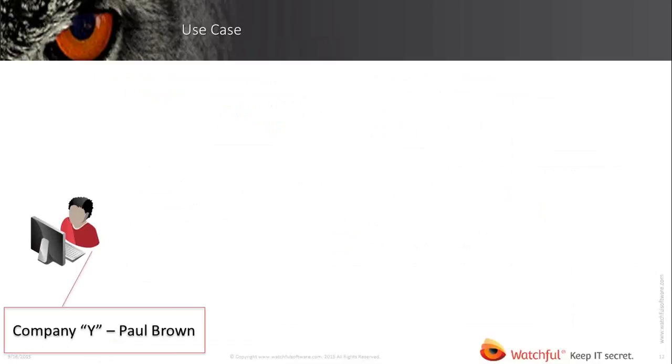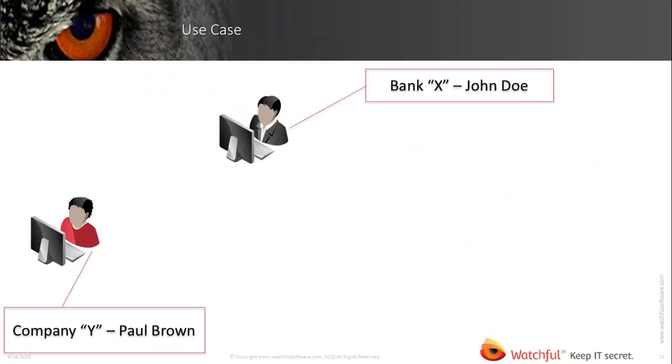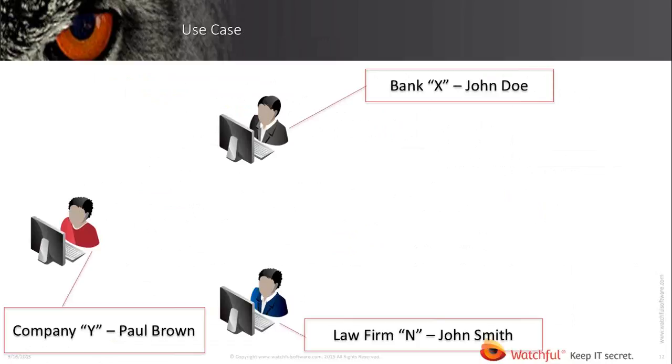This company, this user needs to share information with John Doe, who represents the bank doing due diligence, and also a law firm, in this case represented by this other gentleman here, John Smith. So the requirement here is for company Y, in this case Paul Brown, to share information with John Doe back and forward. He also needs to share information with John Smith back and forward, but there's a nuance here.